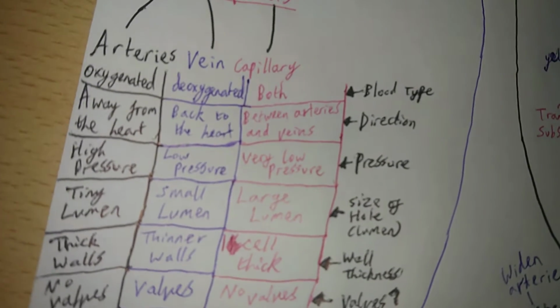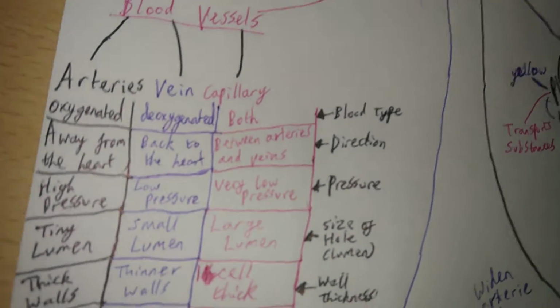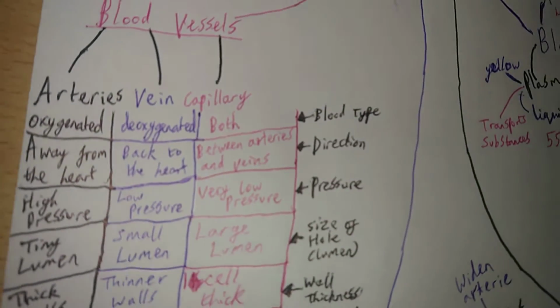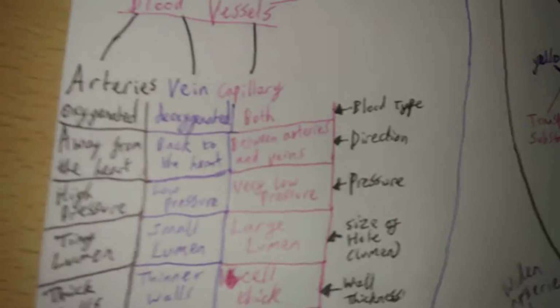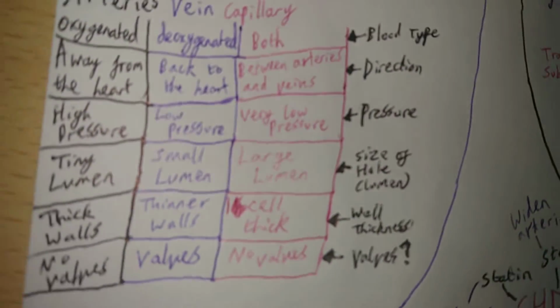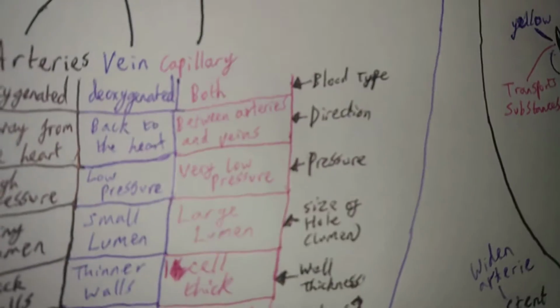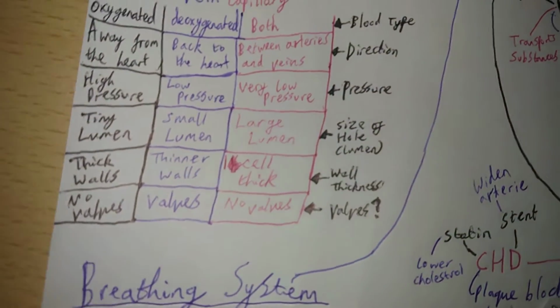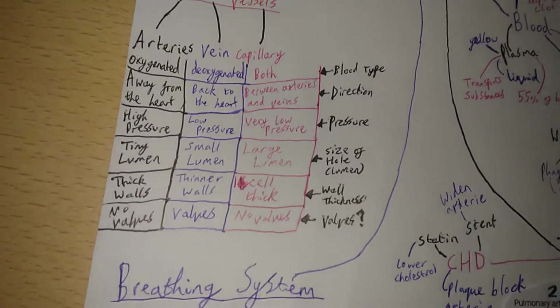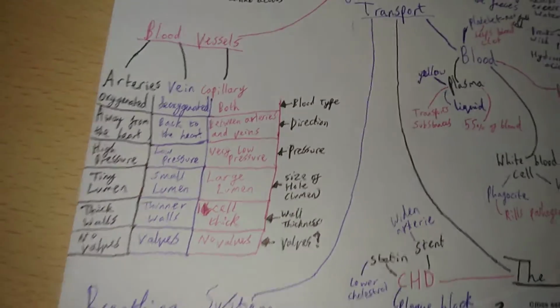And the capillary carries both oxygenated and deoxygenated blood between arteries and veins, so they're sort of the connection routes between those two things. They carry blood at a very low pressure with a large lumen and a wall that's 1 cell thick. 1 cell thick walls are always useful for things such as diffusion and osmosis, always remember that. There are no valves in it, which does make a lot of sense. If there were valves and if it was one cell thick, it wouldn't work very well, would it?